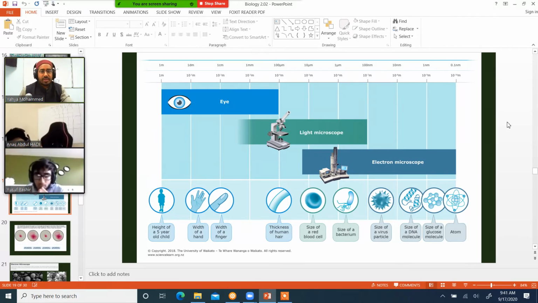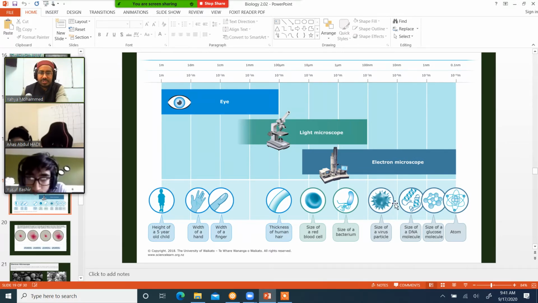Now with light microscopes, there's a limit to the magnification that you can see. If you want to go beyond that, you have to use something called an electron microscope. With the electron microscope, you can see all the way down to the level of an atom. Beyond a certain magnification, the light microscope image is just going to be too blurry. You're not going to be able to resolve two things. So then you have to switch over to the electron microscope.